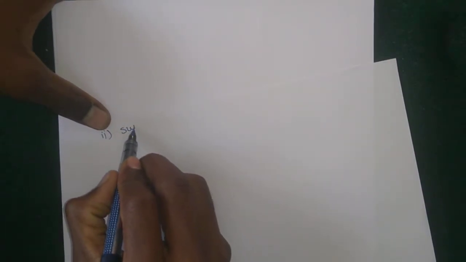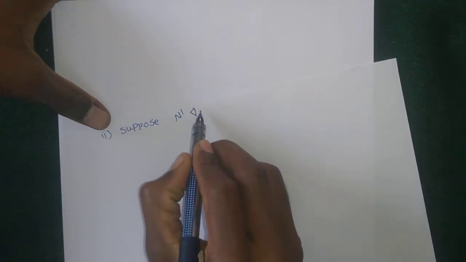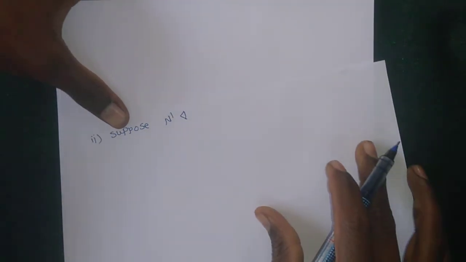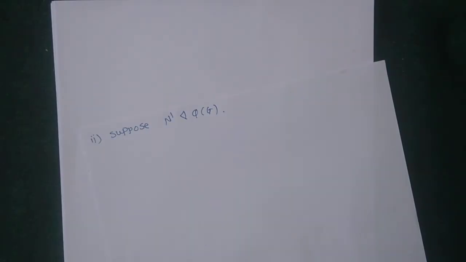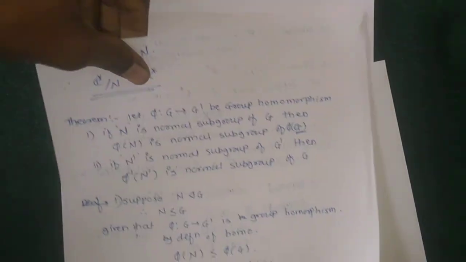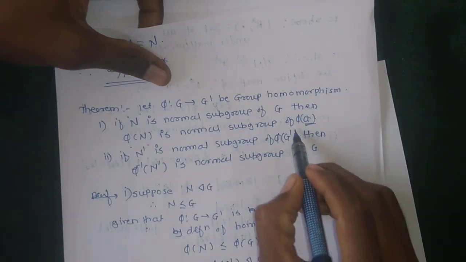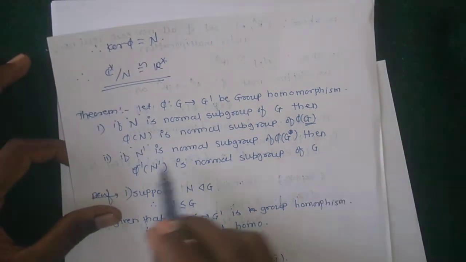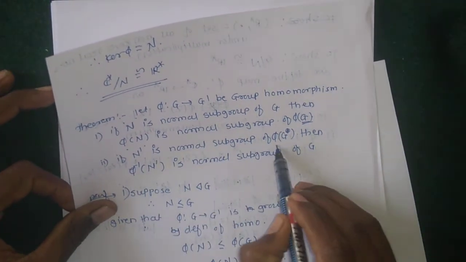Suppose that N dash is a normal subgroup of phi of G. Sorry, your statement is also that N dash is a normal subgroup of phi of G, or of G dash. Here N dash is a normal subgroup of phi of G, then the inverse image.